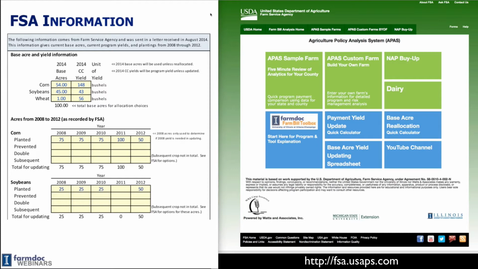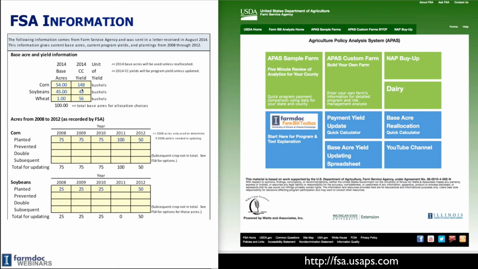This happens to be a screenshot from our base acre and yield updating tool, but this is the information that will influence both your current yields and base and reallocated acres. In a letter you received back in August, you had for each farm a list of base acres. If you're in the Midwest or Illinois, that's likely to be corn, soybeans, maybe some wheat, barley, oats on some farms as well. You had acres in each crop. That came up with a total, which in this example is 100 base acres.